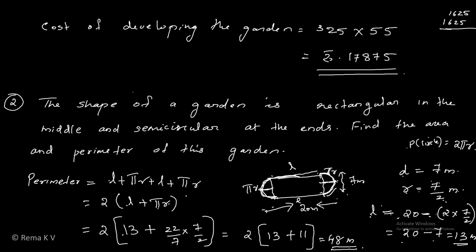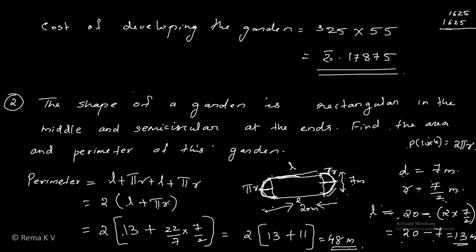Okay, now the next part of this question is: find the area and perimeter of this garden. Now we have to find the area. The area of the garden is equal to, the second part of the question, the area of the garden is equal to, how can we find the area of this garden? Area of the rectangle plus area of two semicircles.